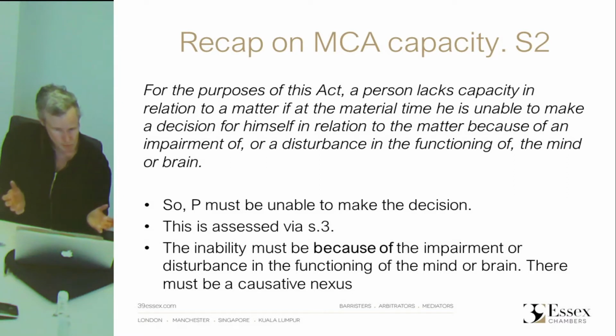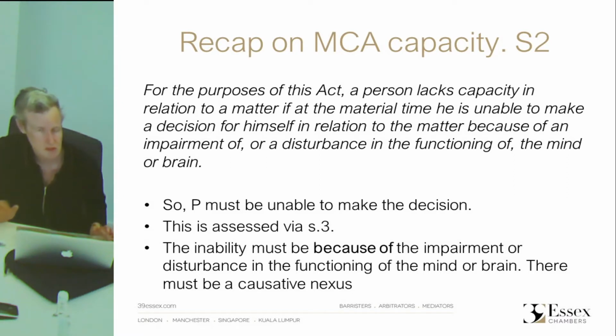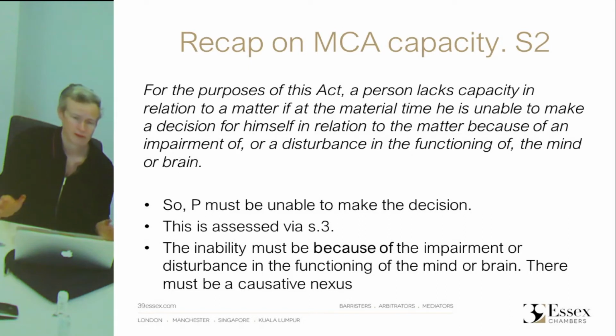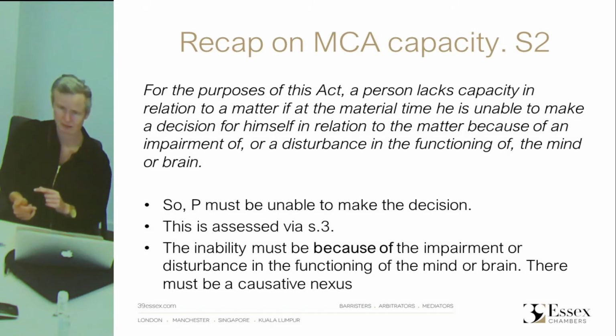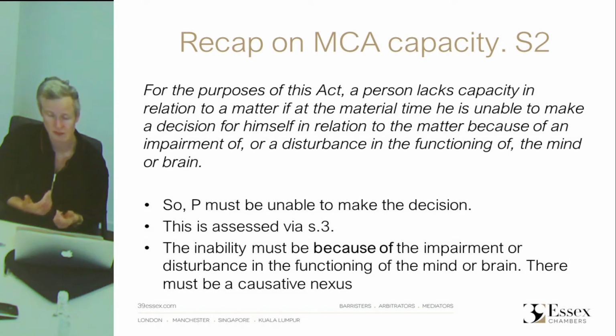So we all come across people who are unable to make decisions because of the fact that they're alcoholics or they're drug addicts. That is not sufficient under the Mental Capacity Act, because an addiction to substance abuse is not an impairment in, or disturbance of, the functioning of the mind or brain, unless the substance abuse has become so pronounced that it actually caused structural change to the brain, like Korsakoff syndrome or something like that. So that's where you pick up, if you like, the disturbance in the functioning of the mind or brain, and it's got to be causatively linked.